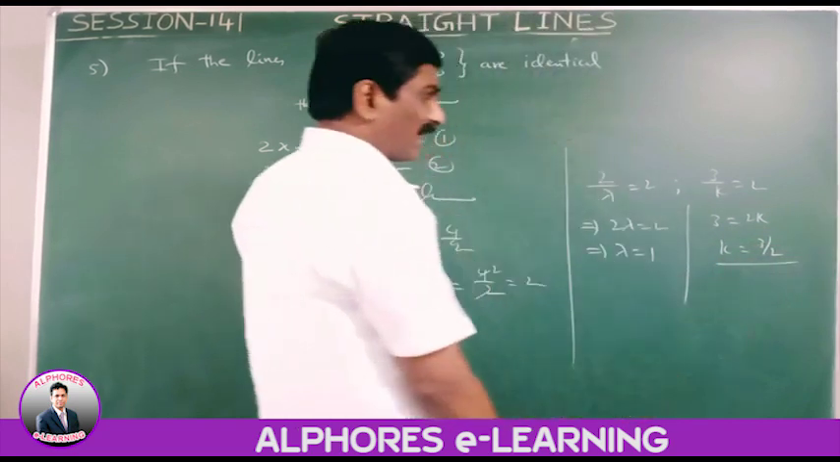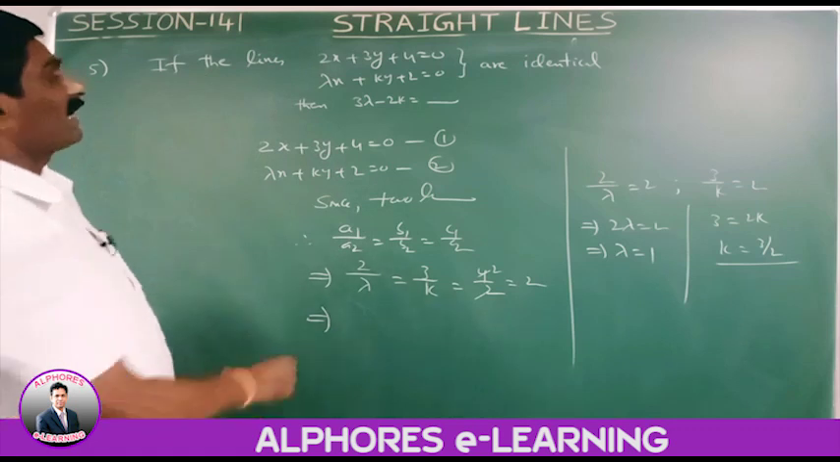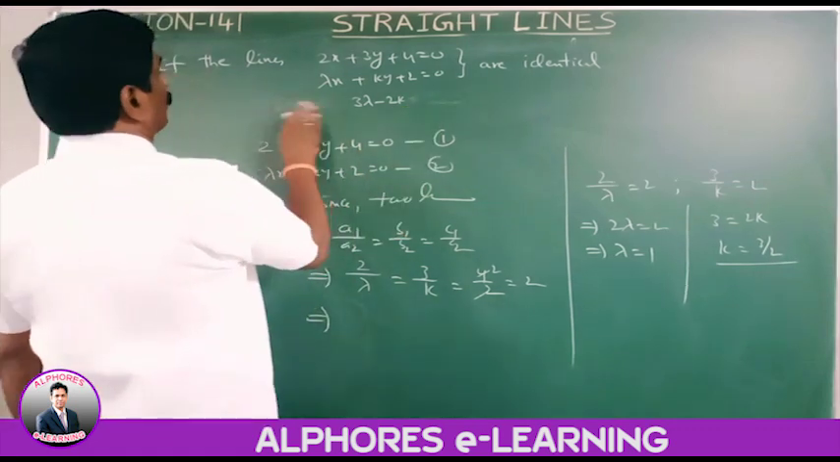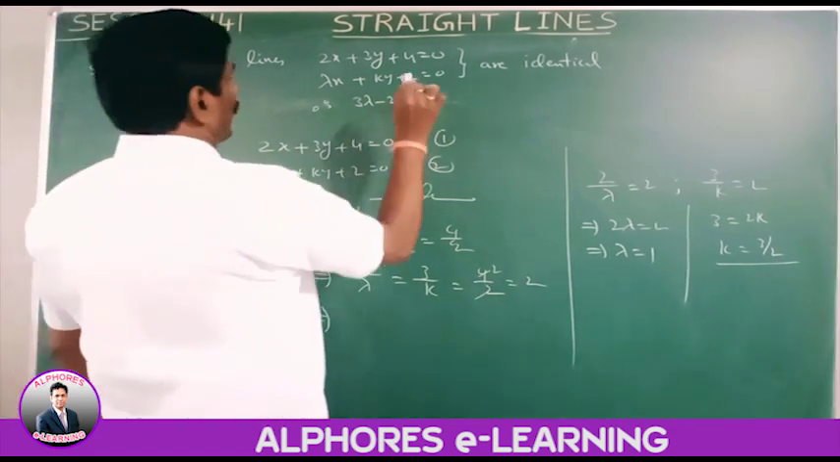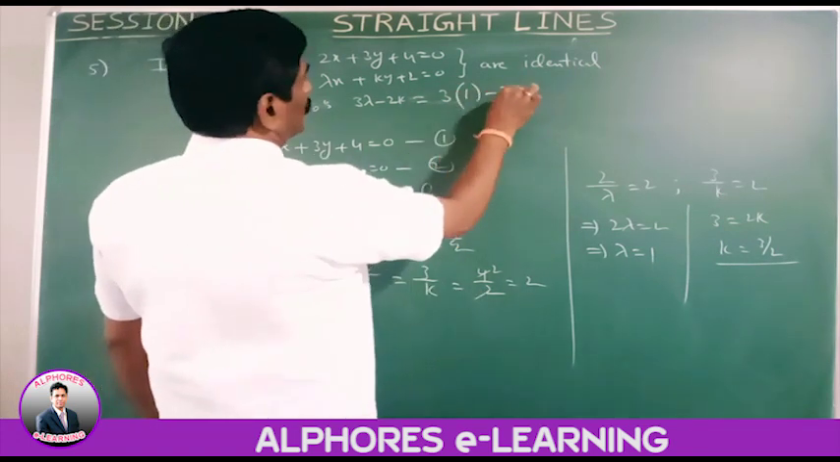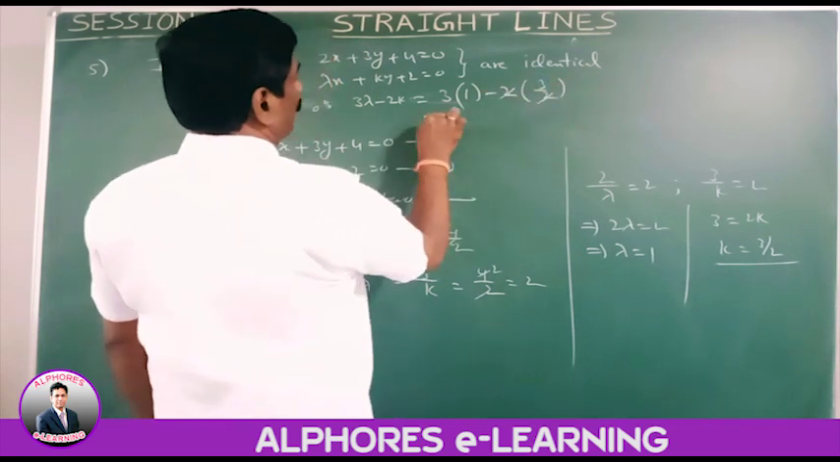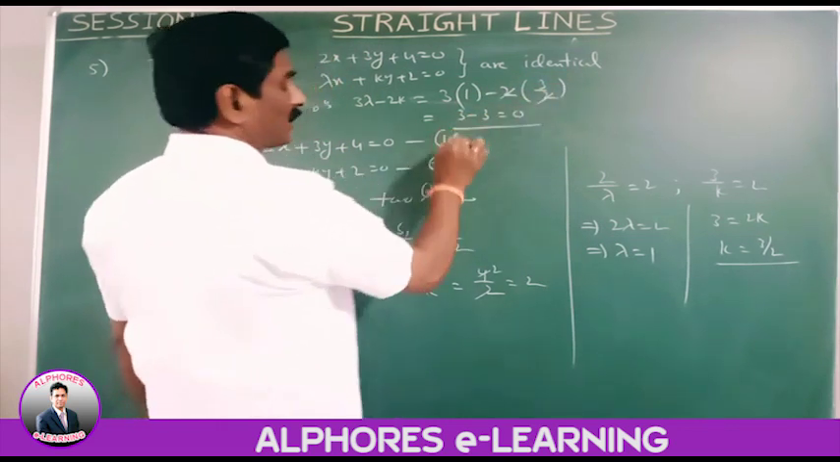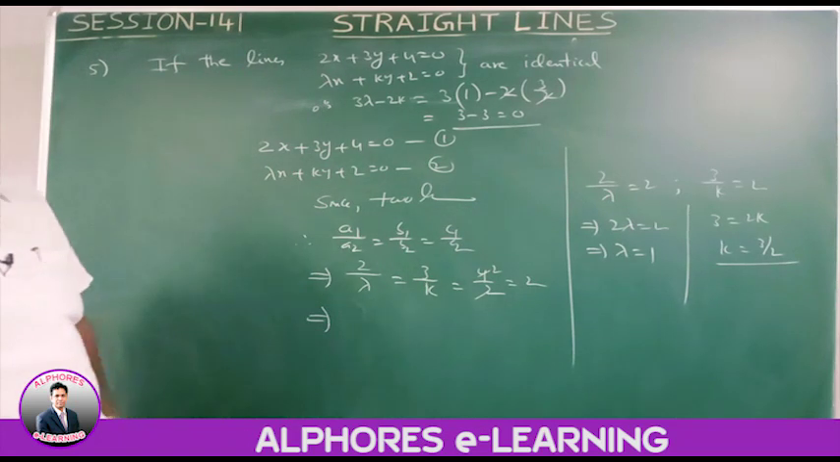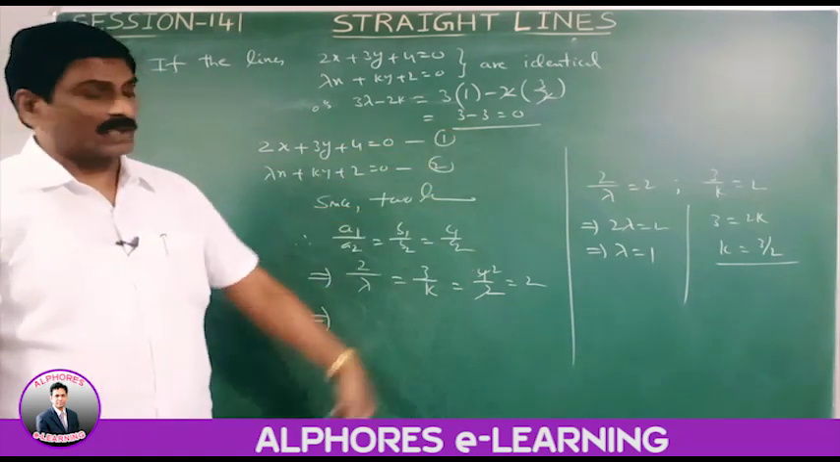Now we have found the values of lambda and k, but the required value is 3 lambda minus 2k. Therefore 3 lambda minus 2k is equal to 3 of, what is the value of lambda? 1, minus 2 into k, which is 3 by 2. The 2 cancels, and finally we get 3 minus 3, that is equal to 0. It is the required value. Please note this value: 3 minus 3, that means 0.